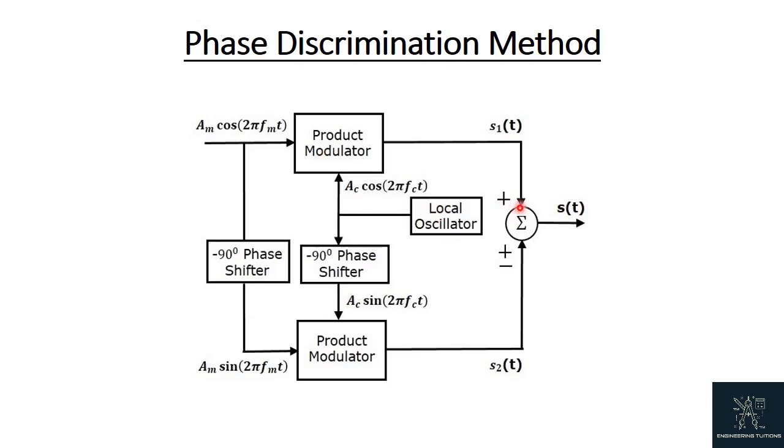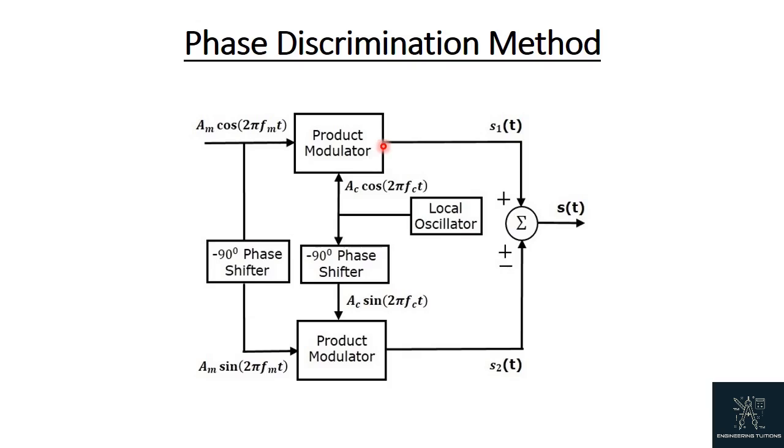Summer block produces an output which is either the sum of the two inputs or the difference of two inputs based on the polarity of inputs. The modulating signal Am cos 2πfmt and the carrier signal Ac cos 2πfct are directly applied as input to the upper product modulator. So the upper product modulator produces an output which is the product of these two inputs.